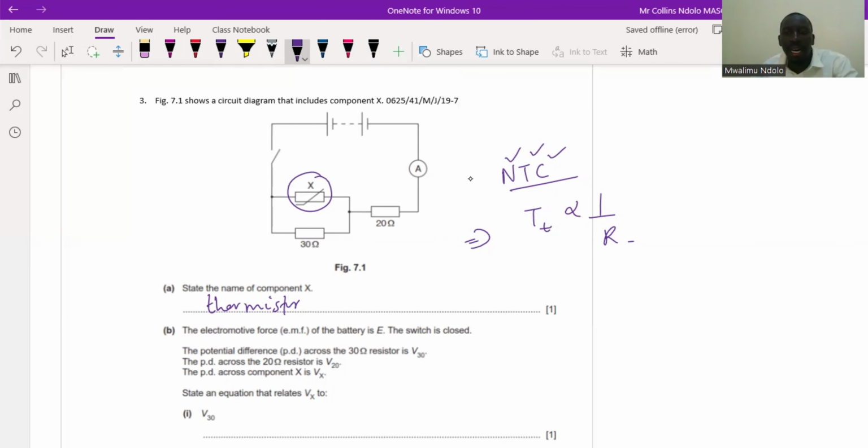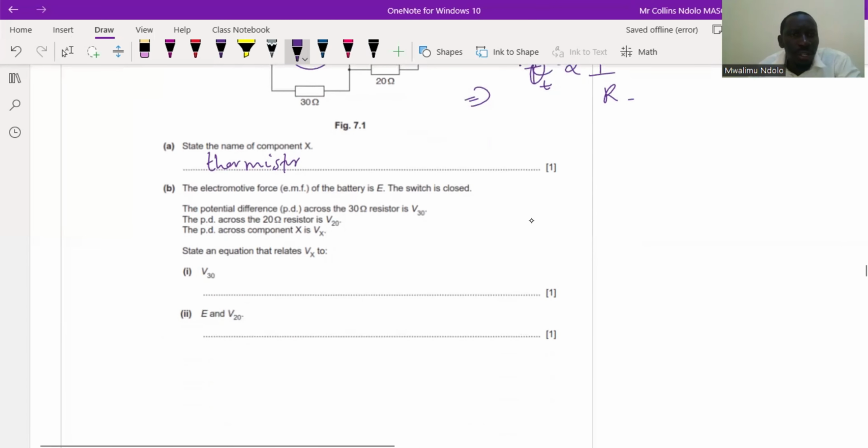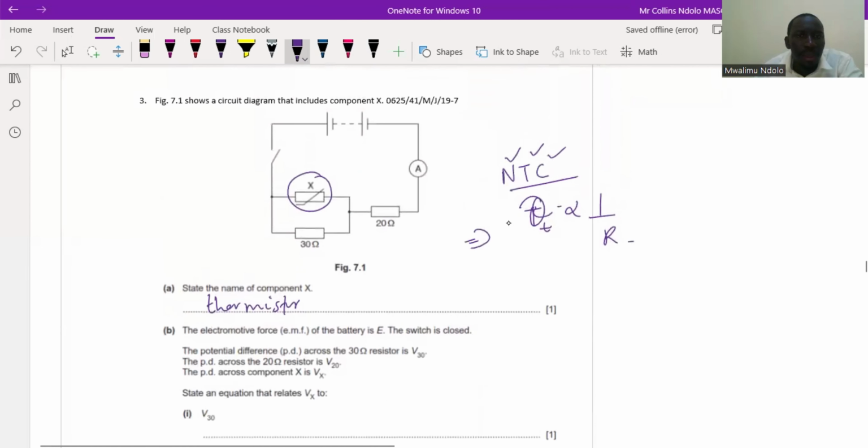So the one we learn at IGCSE level is the negative temperature coefficient, whose resistance is inversely proportional to the temperature. You can even use theta. Let's look into this. The electromotive force, EMF, of the battery is E. The switch is closed. So the potential difference, PD, across the 30 ohm resistor is V30. The PD across the 20 ohm resistor is V20. The PD across the component X is Vx.